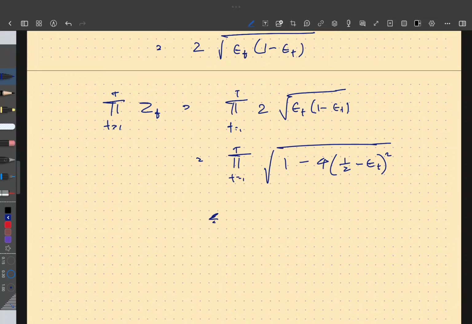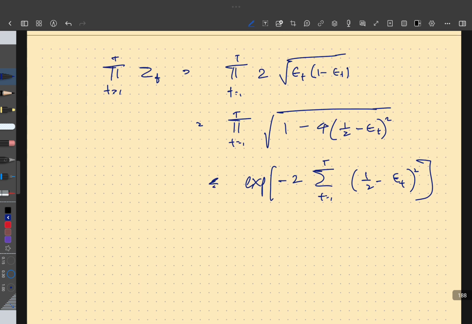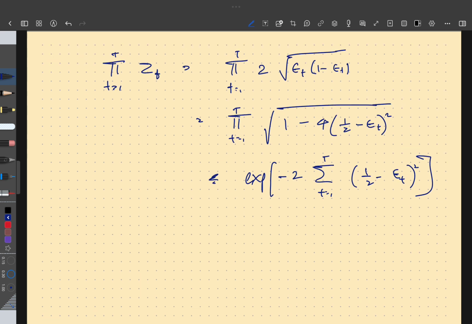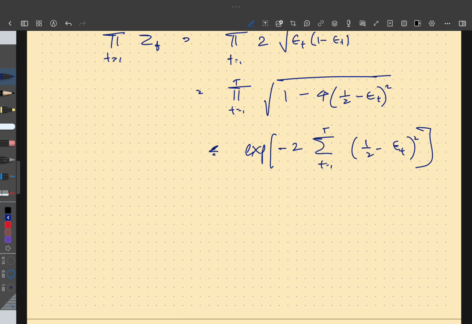So this again is a straightforward upper bound in terms of the exponential. This is less than or equal to e to the power minus 2 summation t equal to 1 to capital T of half minus epsilon t the whole square. Okay, fine, we have something. All right. So now let's look at, and the reason why this is important is, let's look at p t plus 1 of x i.